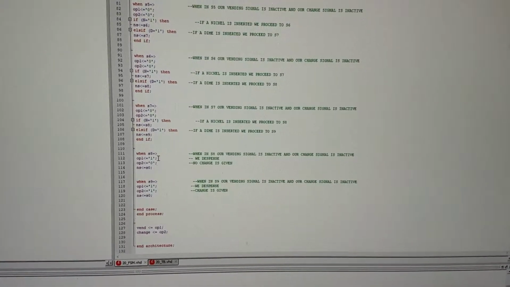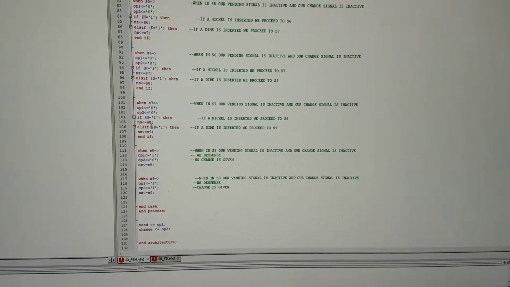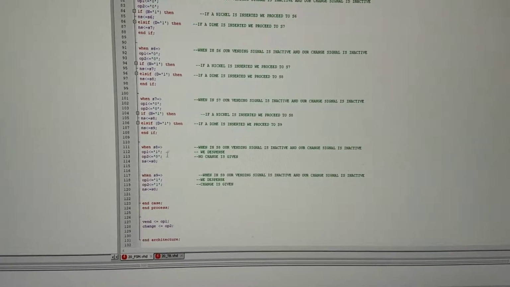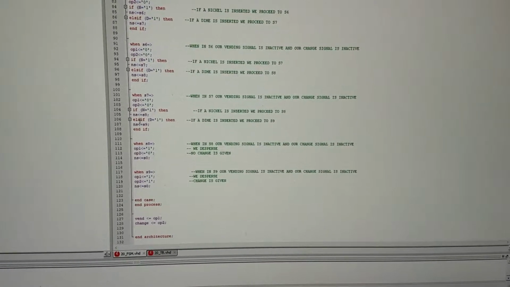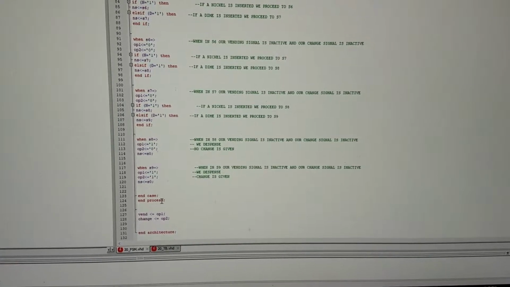until we arrive at state 8 here, where in state 7, if we're inserting a nickel, then we move to state 8, and in state 8, that's when we're dispensing our item. If we're in state 7 and we get a dime, then we move to state 9, and here we're dispensing our item as well as giving change.